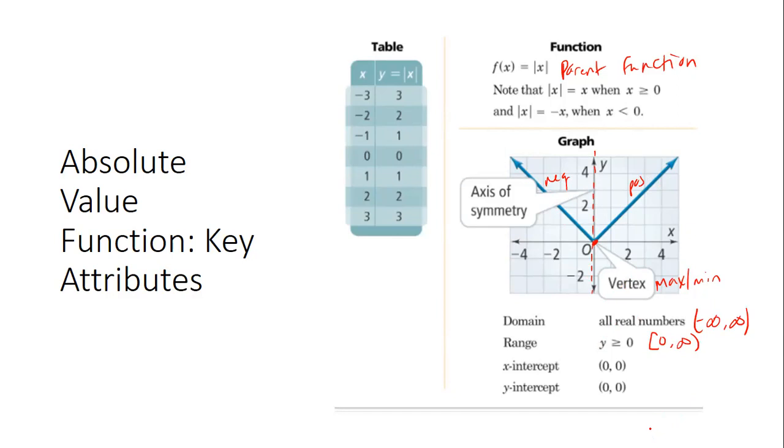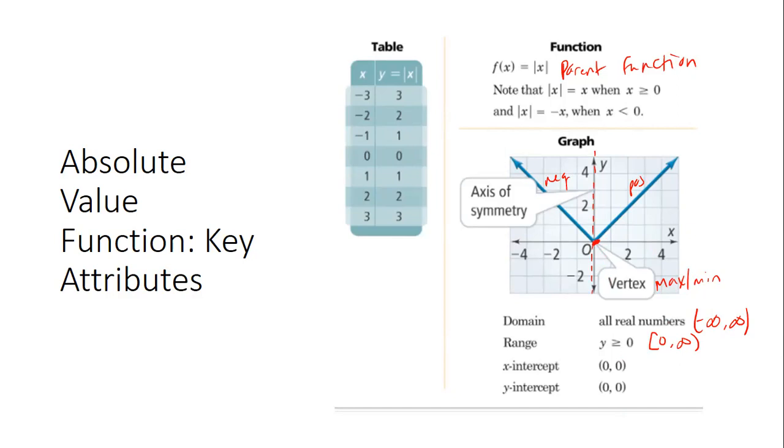And then last but not least are your intercepts. Your intercepts are where you cross the x and y axis. When does x equal 0? When does y equal 0? And in this case, it's at the origin. Okay, so that's our parent function attributes. And now we're going to graph some functions and analyze them, okay?